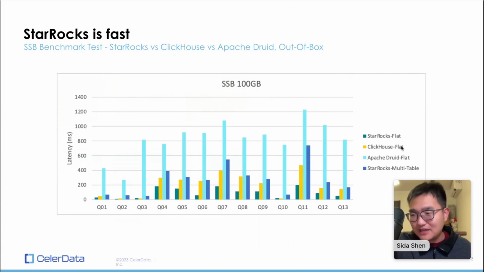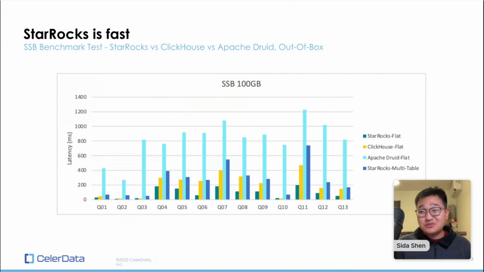But everything with "flat" next to it is a variant of the SSB benchmark test that was created by the ClickHouse team. It is a denormalization of all of the original SSB tables into a big flat table, so you only do on-the-fly aggregations, but you don't do on-the-fly joins. Here you can see that StarRocks flat is faster than ClickHouse, and way faster than Apache Druid.